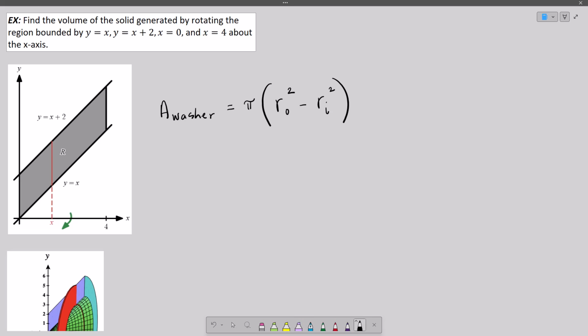The outer function is the one that's furthest from the axis of rotation. It's that. That vertical distance, that y distance, is given by x plus 2. So that is what will be put in here.